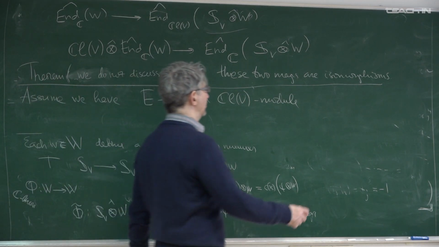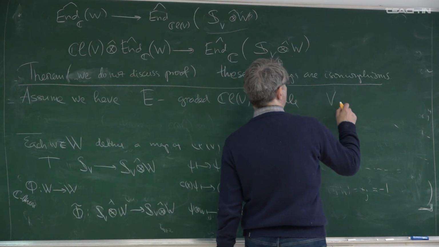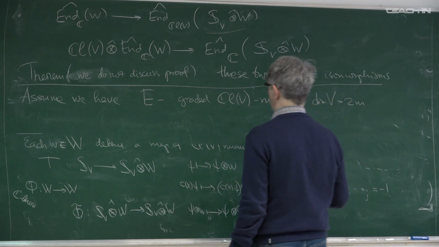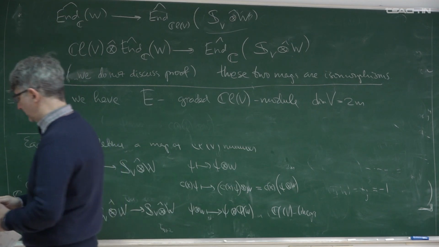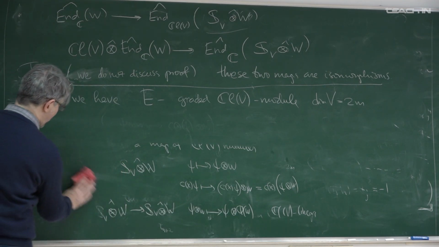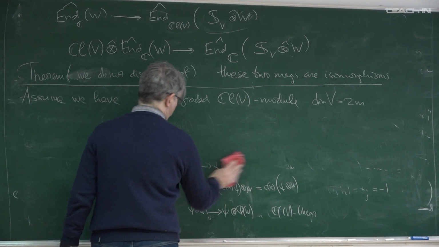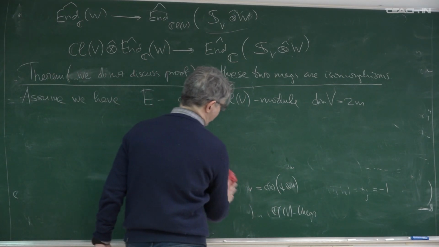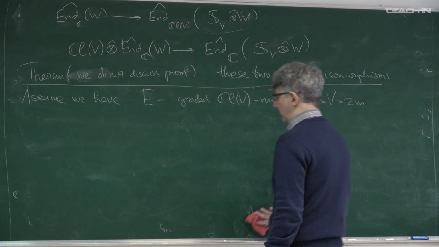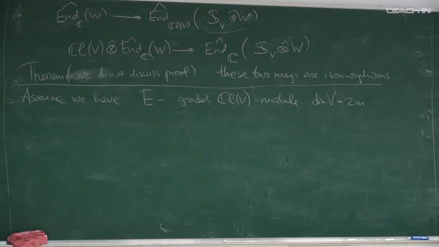Yes, we still believe that V is 2m, to speak about Spinor representation and so on. So the question is, is it true that every module has this representation as a tensor product? I will tell you, it's a very stupid situation.